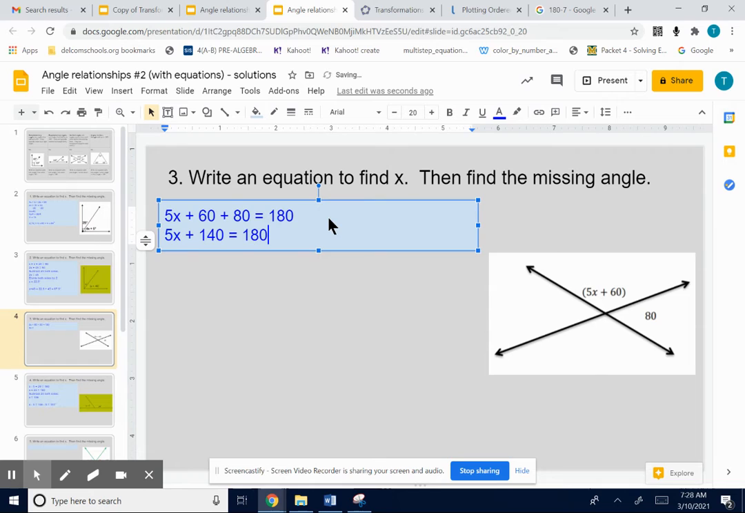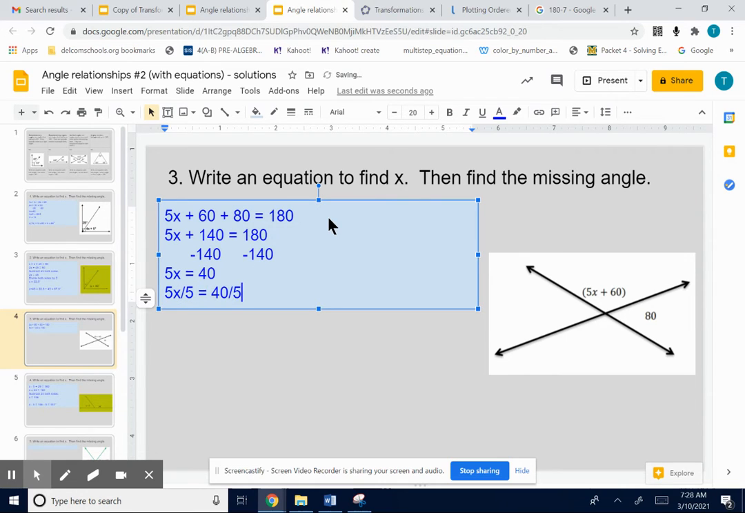Okay, so now I have the equation 5x plus 140 equals 180. I'm just going to do it by the subtraction symbols instead of the words. I'm going to subtract 140 from each side. That leaves me with 5x equals 40. I'm going to divide each side by 5. That's going to leave me with x equals 8.